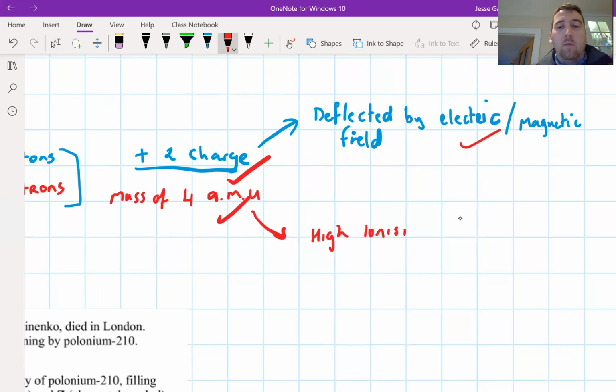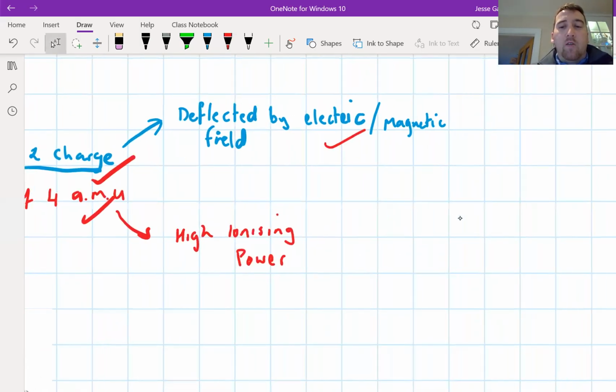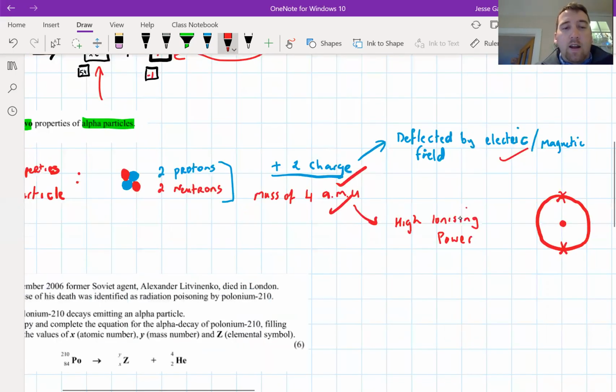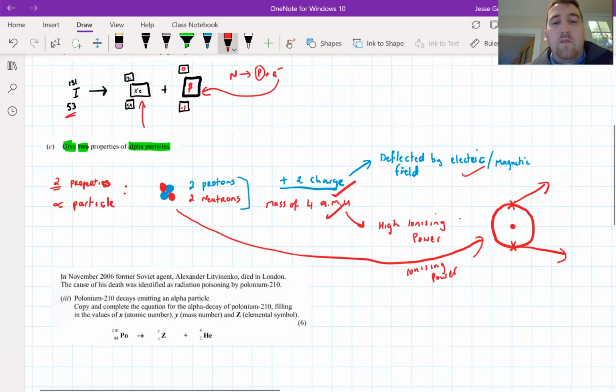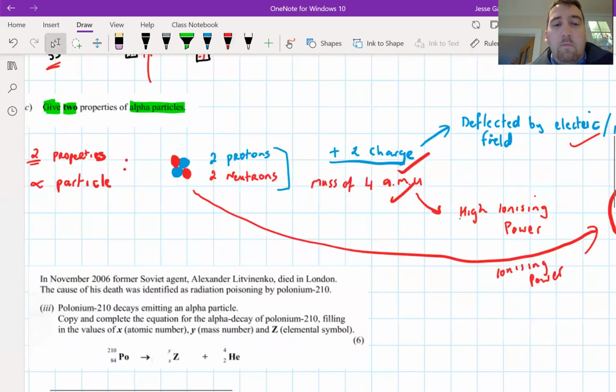Also, a resulting property because of its mass is that it has a high ionizing power. This is something we learned about when we talked about alpha radiation. It has a high ionizing power because it's got the biggest mass out of all of the radioactive radiation. If this is an atom and these are the electrons, and we fire an alpha particle at it, the alpha particle has quite a big mass, so it has the ability to knock electrons out of the atom. We call this the ionizing power. That's another property, and there are lots of other ones that you might have talked about. Those are some of the main ones that we did.